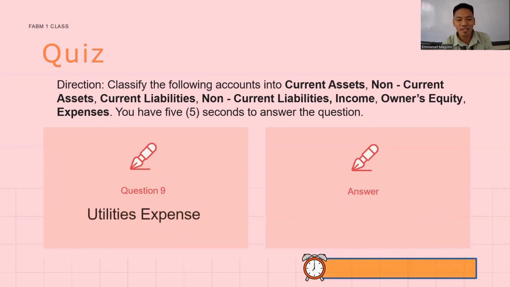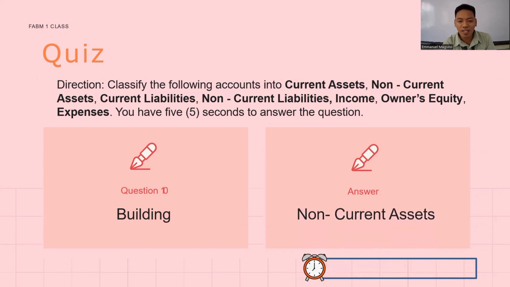And then number 9, utilities expense. 5 seconds. Okay, thumbs up. Correct answer for that is expense. And then last, building. 5 seconds. Time's up. Correct answer for that, non-current assets.